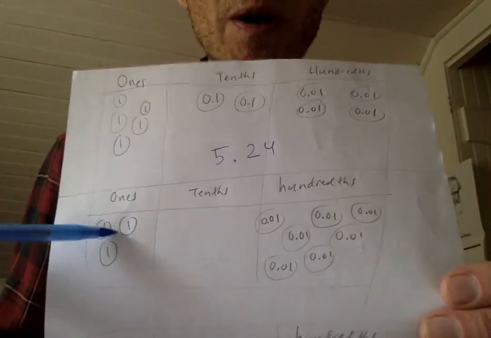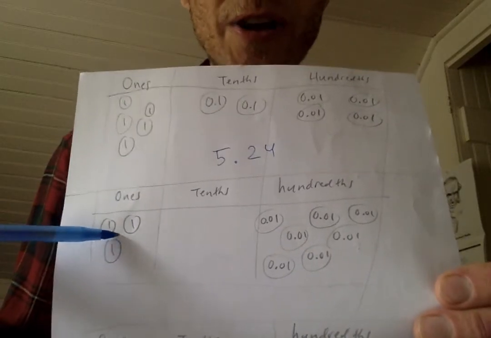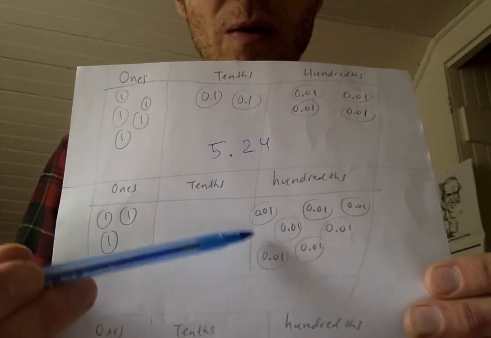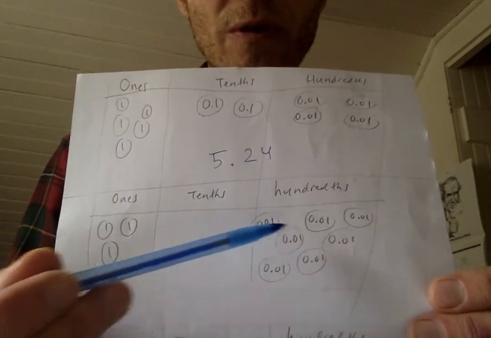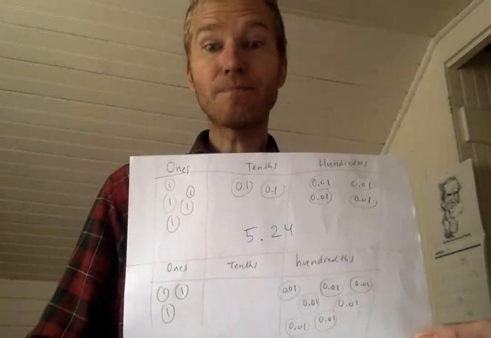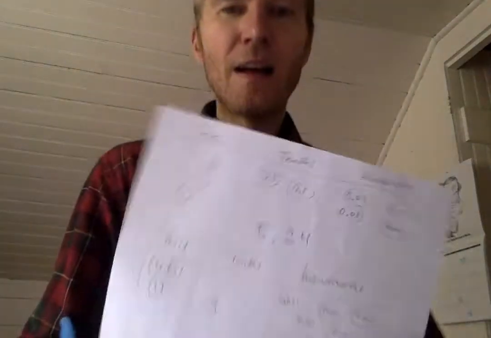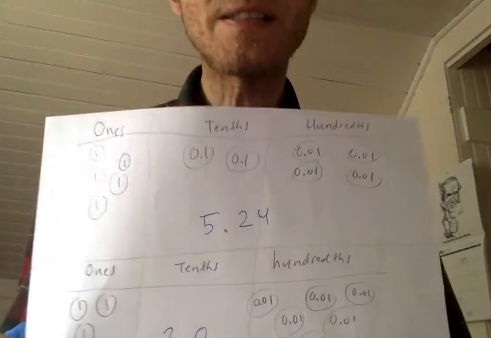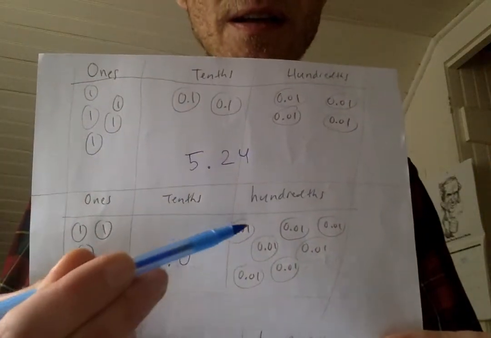We've got 3 ones. Uh-oh, they're trying to trick us here. 0 tenths. And how many hundredths? 1, 2, 3, 4, 5, 6, 7. Can you write that as a number? It's going to be 3 point something. 3 point. Notice how there are no tenths at all. So I'm just going to write a 0 right there. 3.0.